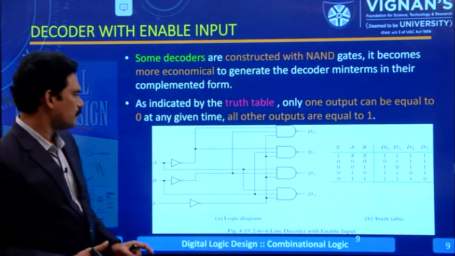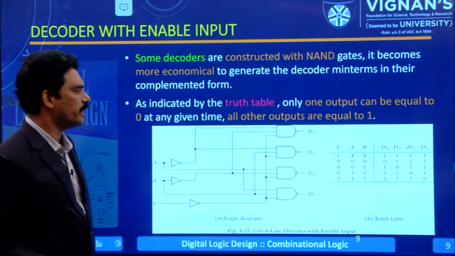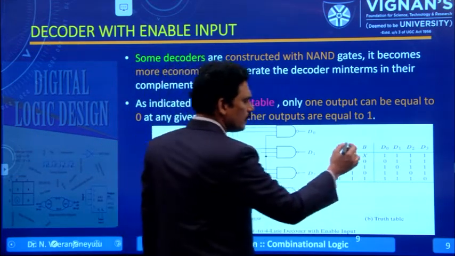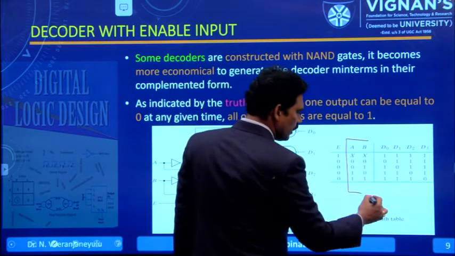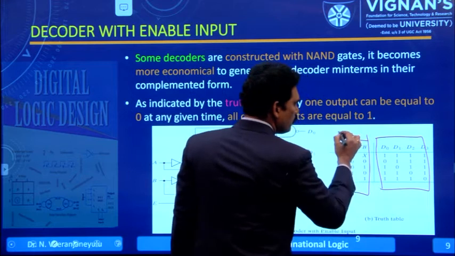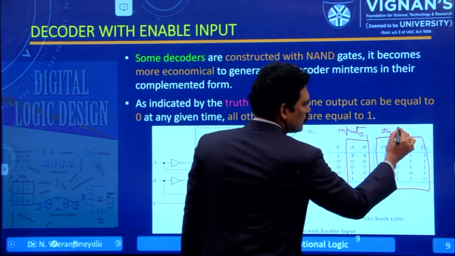Here, this is a decoder with enable input. This is a 2 to 4 line decoder only. Here, the values of these A, B are the inputs and these are the outputs.